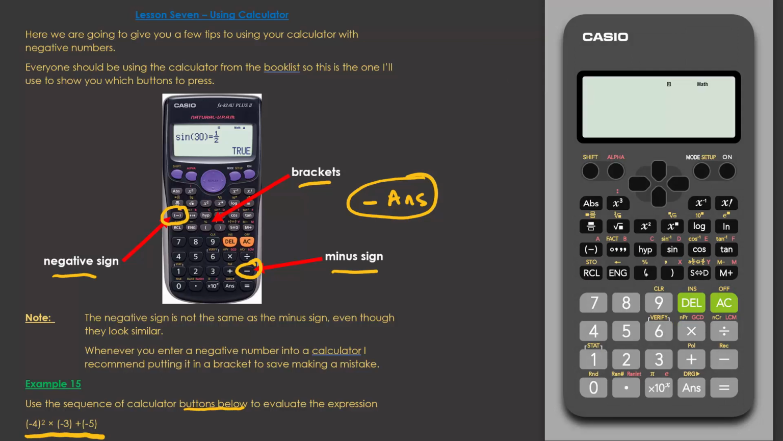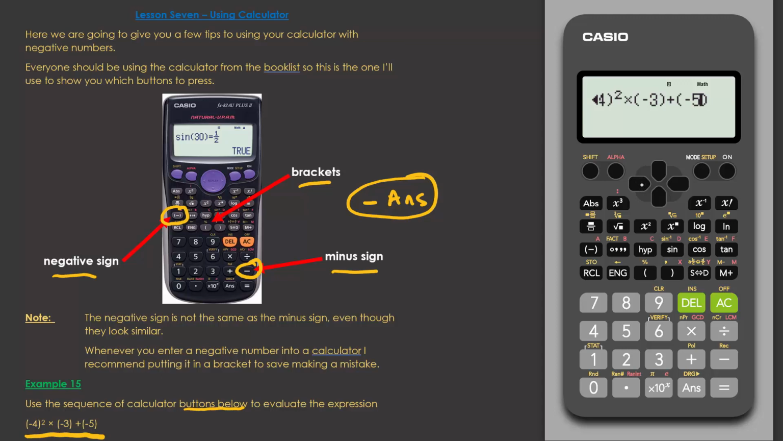So start with an open bracket, and then I'm going to put in -4, and I'm going to press the squared button. So that's the -4 squared in. I'm then going to multiply that by, open a bracket, -3. At this stage, you can use this minus sign instead of this negative, but it's best to use the negative. And then I'm going to do add bracket -5.